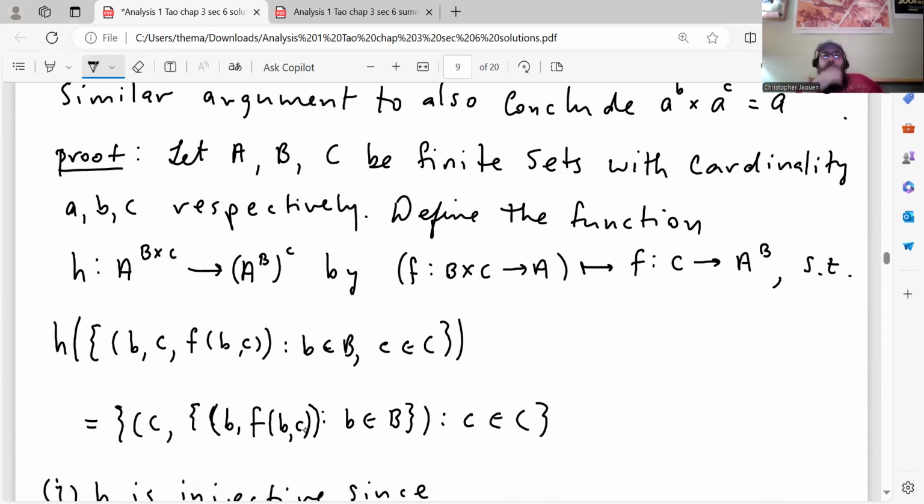All right, let A, B, C be finite sets with cardinalities a, b, c respectively. Define the function h from the set of all functions from B times C to A to the set of all functions from C to the set of all functions from B to A. Here we're going to take the function f from the first set to the function in the second set, and I'm using the graph of the functions.